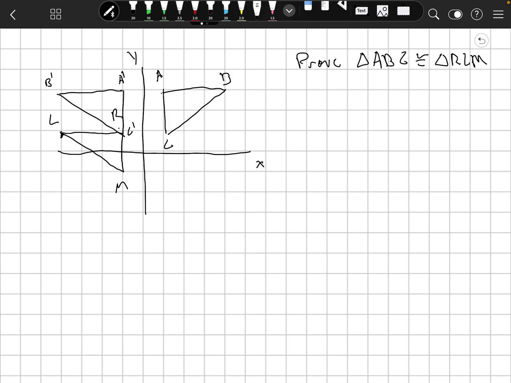Okay, so we did a reflection, and then maybe you can see from the reflection, if we just move that A prime down to R right there and B prime down to L, we're translating it down too.